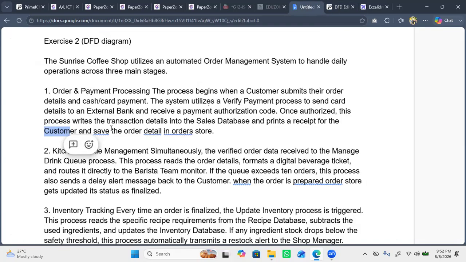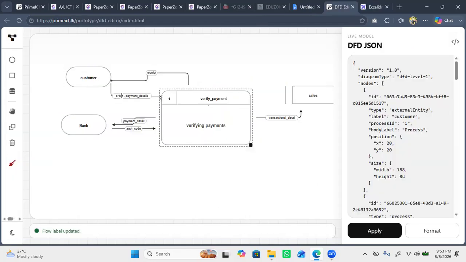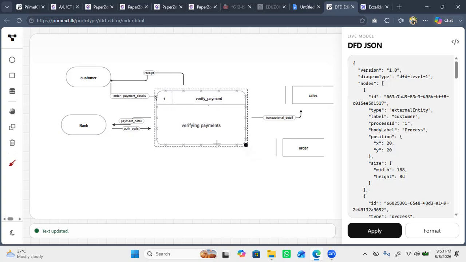After that, it saves the order details in the orders store too. What is this process doing? It is saving the order details that were given by the customer initially to the order store. I will add another data store as Orders, and I will save the order details inside my data store. Is it clear, kids? That is how we are doing the first one.